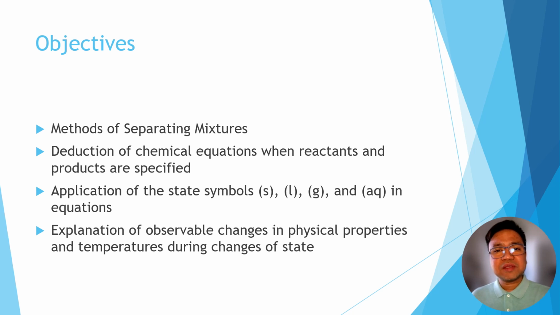Additionally, we'll explore the application of state symbols in chemical equations. This knowledge isn't just academic, it's crucial for accurately predicting and understanding the conditions under which chemical reactions occur. Lastly, we'll engage with the observable changes that occur during transitions between solid, liquid, and gas states. Through this, we aim to connect our observations with underlying molecular behavior and energy changes, enhancing our scientific understanding and observational skills.